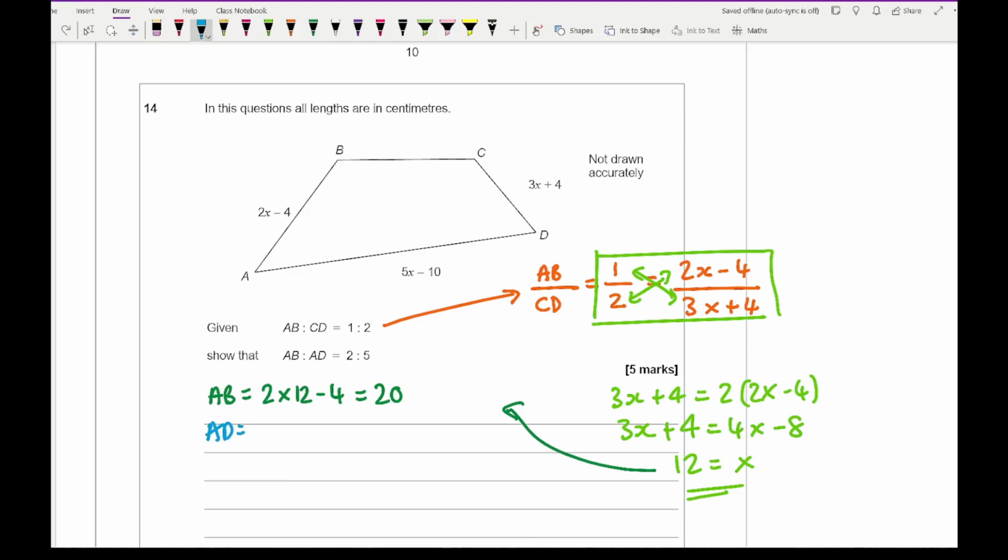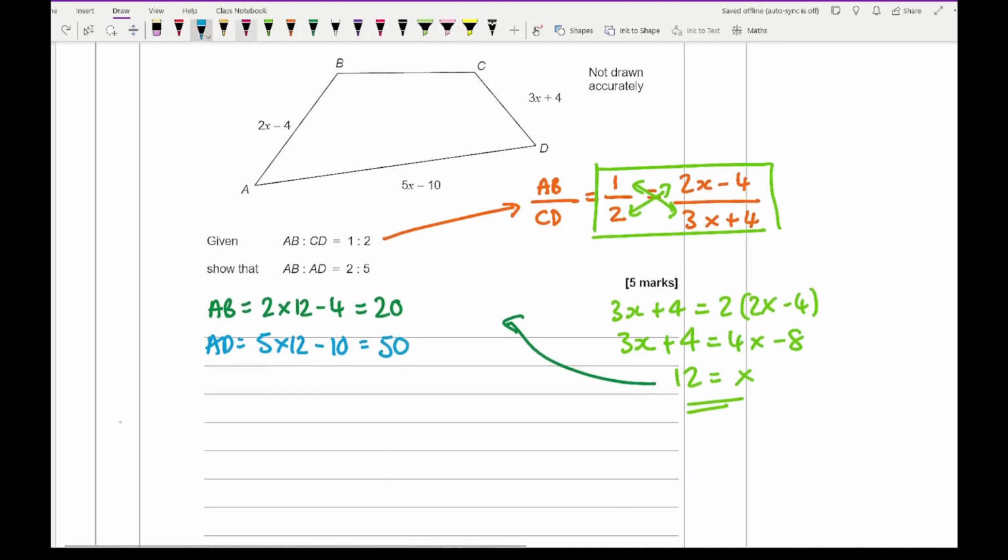And AD rather is going to be 5 times 12 take away 10. Well, 5 times 12 is 60, take away 10 is 50. So then the ratio of AB to AD is 20 to 50, which simplifies to be 2 to 5, which is exactly what they wanted me to show.